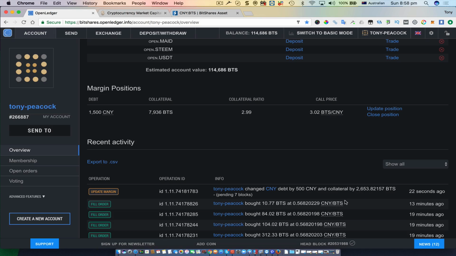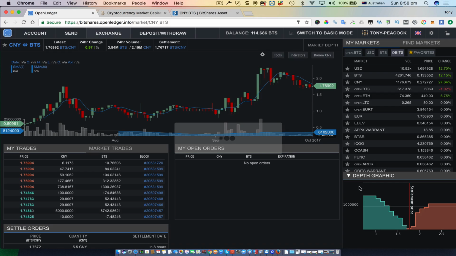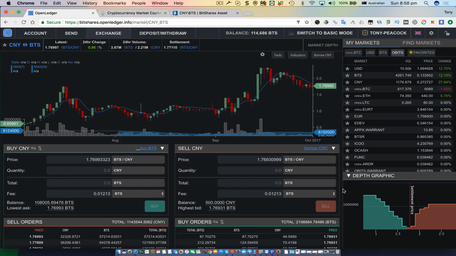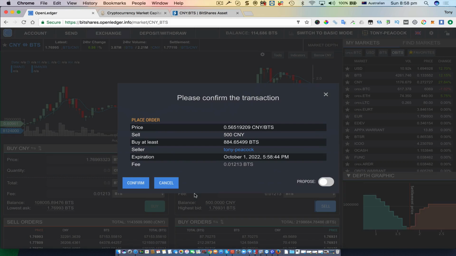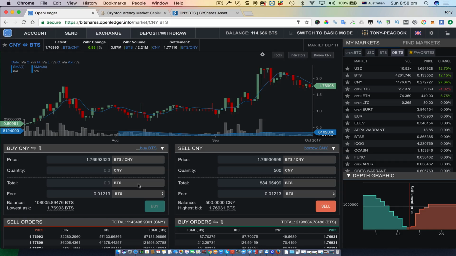Okay, so what I'm going to do now is go back over to the exchange. Because I have an extra 500, and I'm going to use this 501 that I just borrowed against my collateral, I'm going to buy some more Bitshares. Okay, so to do that, I need to sell the Chinese Yuan that I just borrowed, and I'm going to sell that. And again, I'm only being charged a 1 cent fee to do that, and I'm going to confirm the transaction.